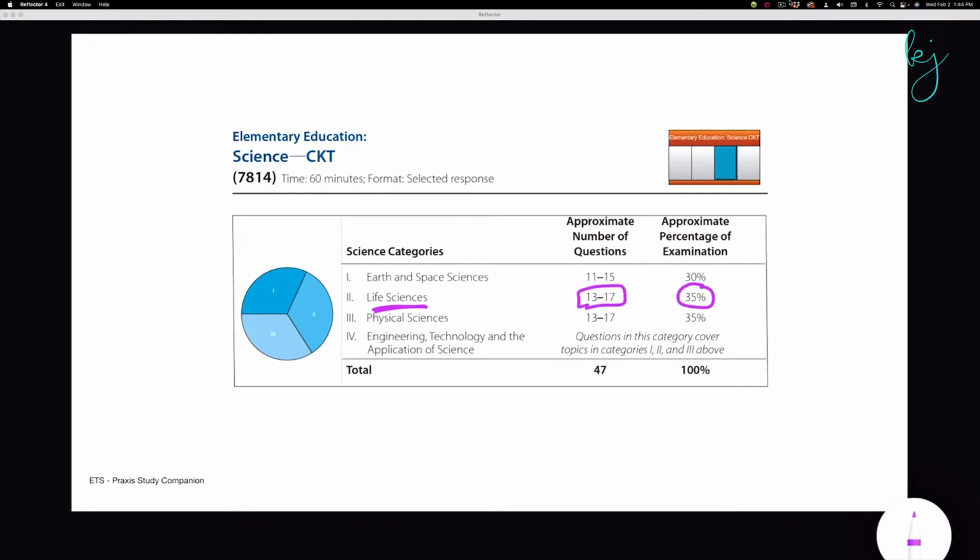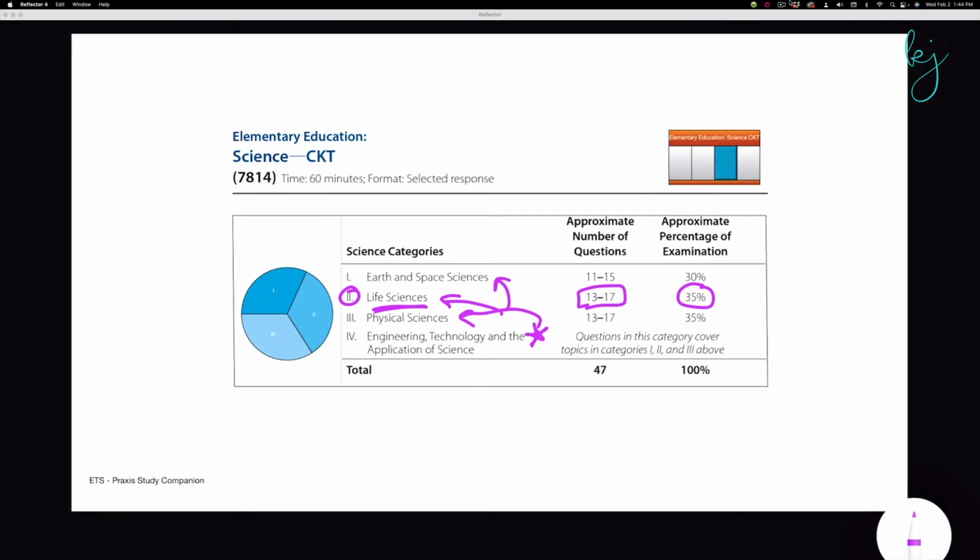And remember, you're always going to be on the lookout for the engineering, technology, and application of science embedded in all of these questions here. Remember, it's going to be part of each and every question on the exam. So today we are in part 2, life sciences, which is biology. And biology is all about anything that has to do with life.